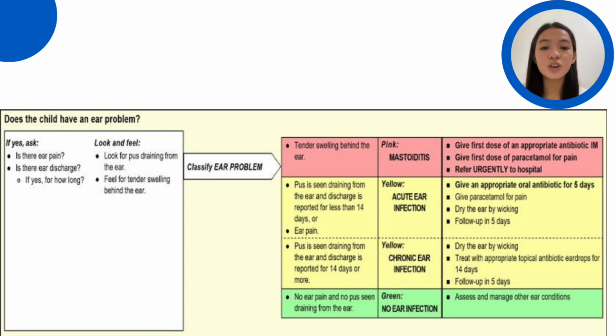If the patient has a tender swelling behind the ear, it classifies as pink. The child has mastoiditis. The treatment for this is give first dose of an appropriate antibiotic, IM, and give first dose of paracetamol for pain, and refer urgently to hospital.